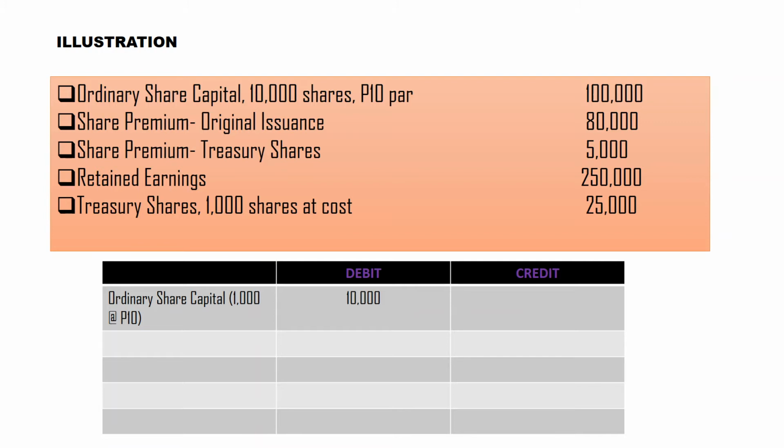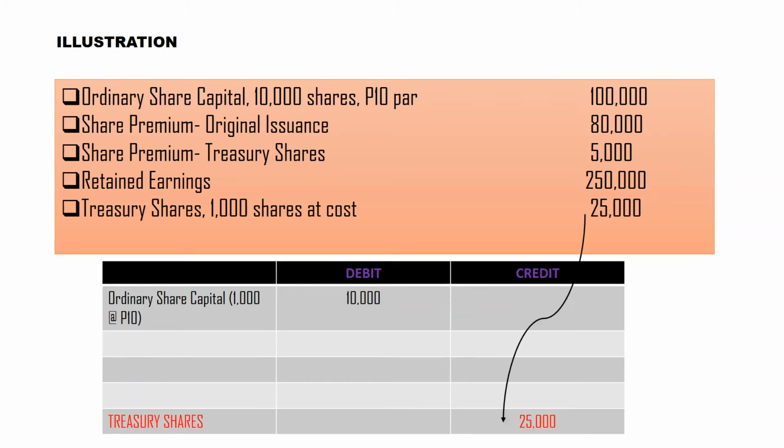We debit ordinary share capital. To compute, we get 1,000 treasury shares multiplied by the par value of the ordinary share capital, which is 10 pesos. So, 1,000 treasury shares times 10 par value is equal to 10,000. Then, we credit treasury shares in the whole amount of 25,000.